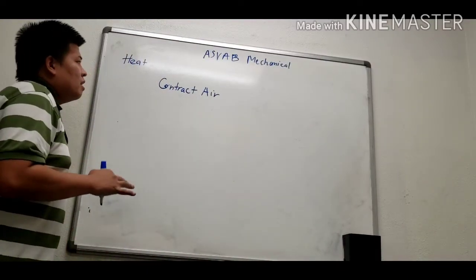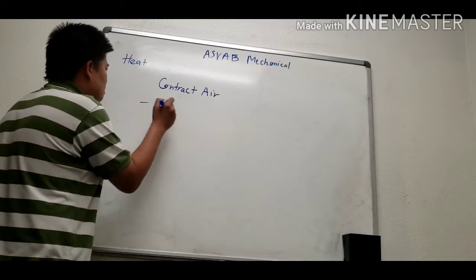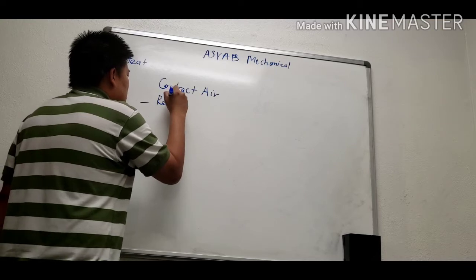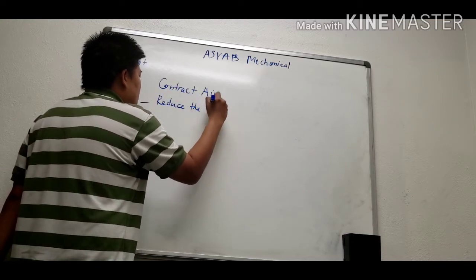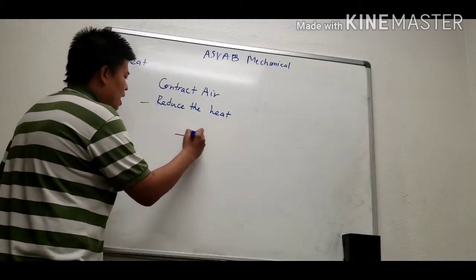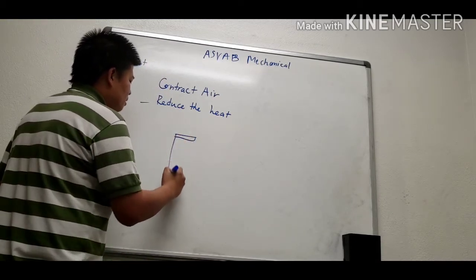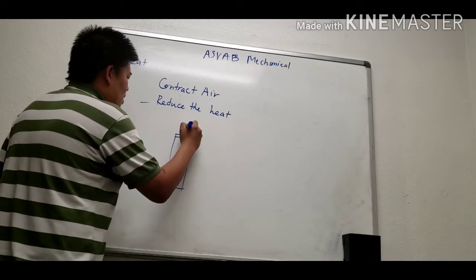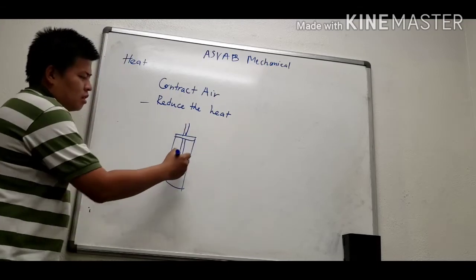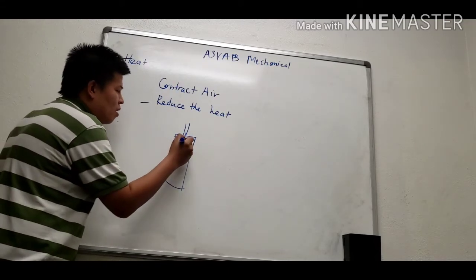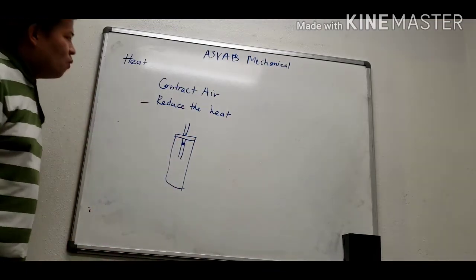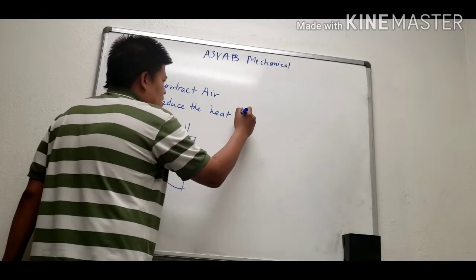About contracted air, we must know that this is about reducing the heat. For example, we have the tube and we have the straw. In the straw we have the liquid. With the contracted air we reduce the heat. This means that we reduce the temperature.